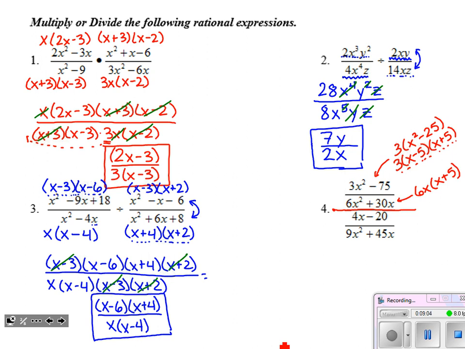All right, so what am I setting up as a division problem? Well, let's see. I've got 3 times x minus 5 times x plus 5. Oh, I don't know if I gave myself enough room.